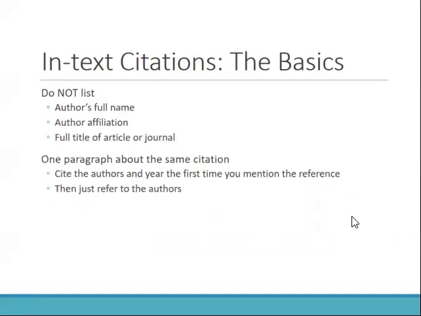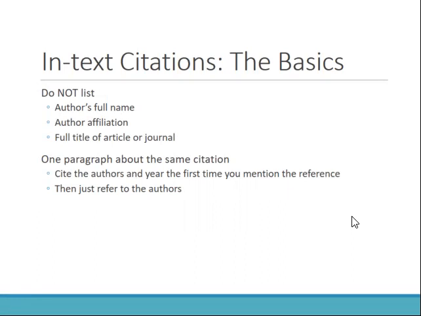Okay, so again, do not list the author's full name, affiliation, the full title of the article or the journal. In the in-text citations, you don't need to distinguish between the types of sources. So within the text, you don't need to identify whether it was a book or a journal article or other source.